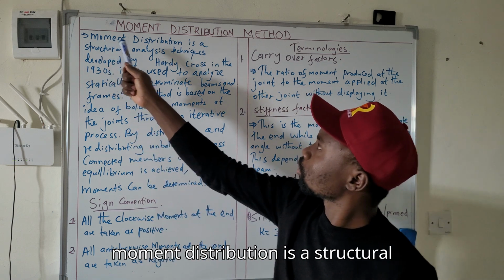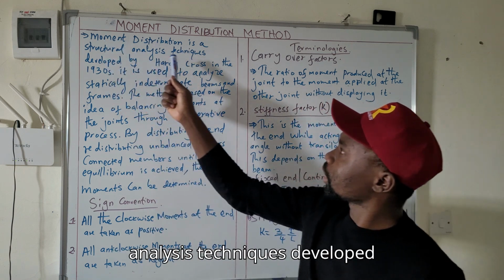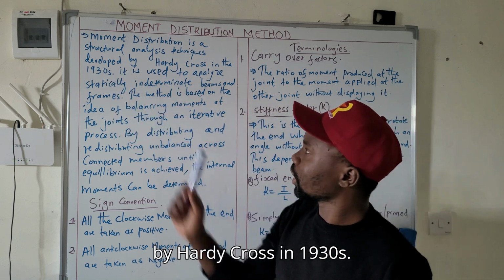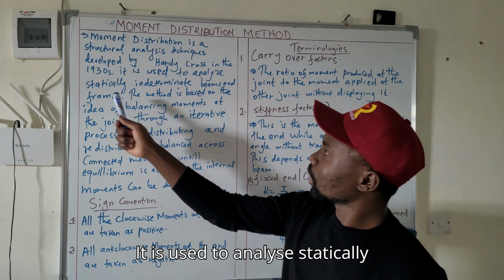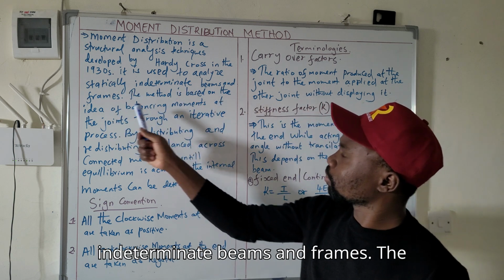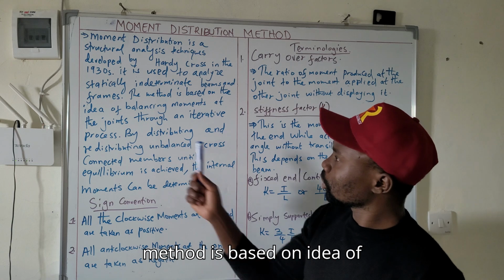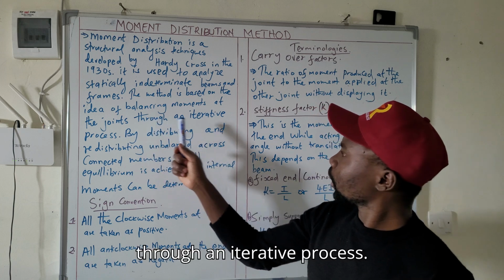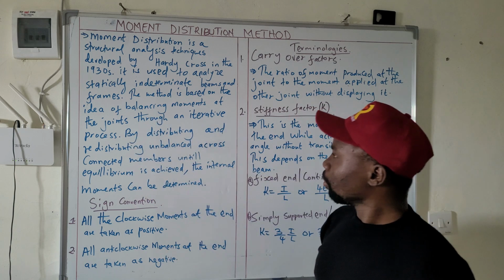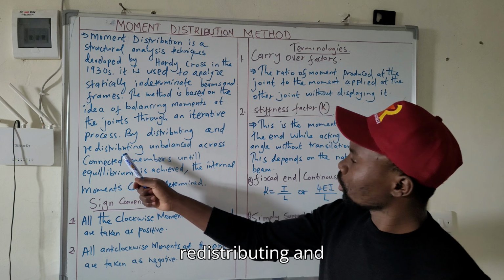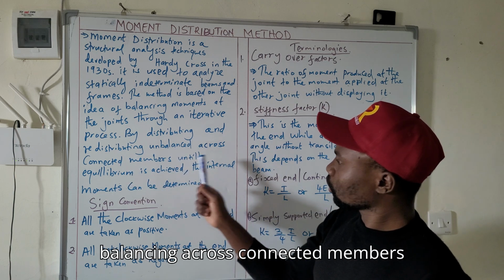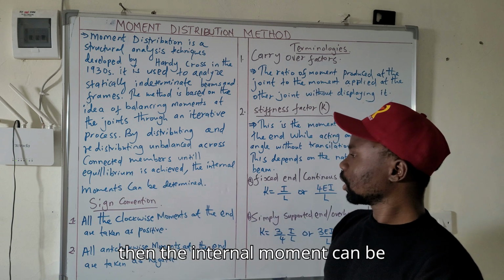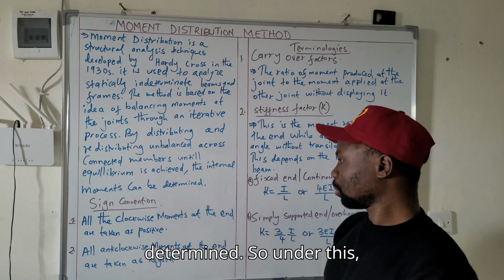Moment distribution is a structural analysis technique developed by Hardy Cross in the 1930s. It is used to analyze statically indeterminate beams and frames. The method is based on the idea of balancing moments at the joint through an iterative process, by distributing and redistributing unbalanced moments across connected members until equilibrium is achieved. Then the internal moments can be determined.